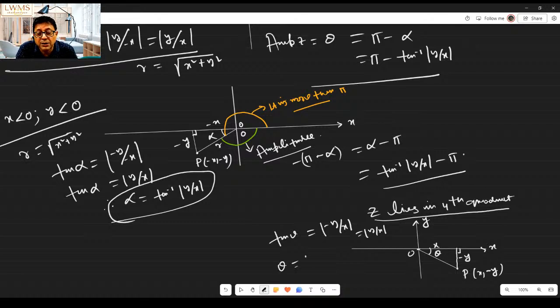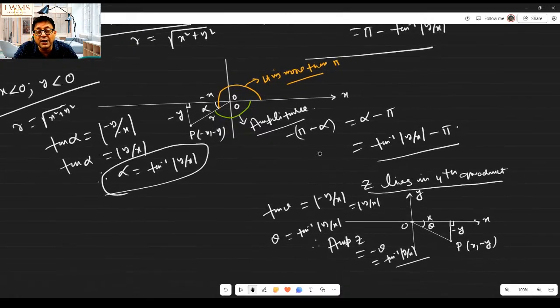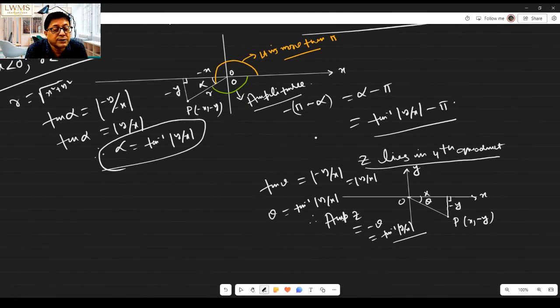So theta is what? Tan inverse mod y by x. Therefore, amp z in this case, or argument z, will be what? Argument z is going to be equal to minus theta, that is minus tan inverse mod y by x. This is argument z if the complex number lies in the fourth quadrant. So let us summarize the observation above.